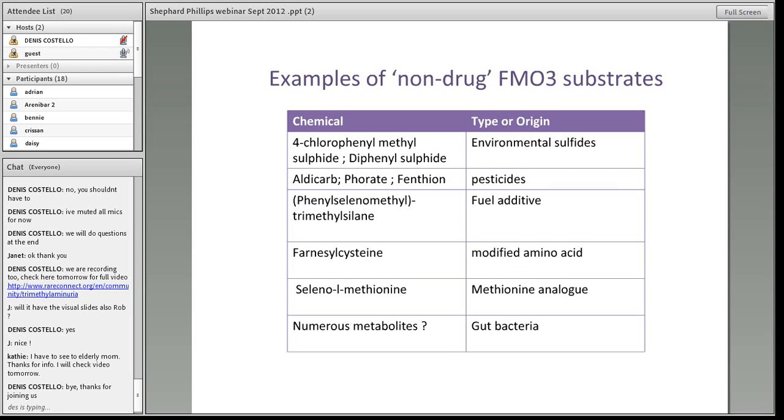So certain environmental sulfides are substrates for FMO3, the pesticides aldicarb, phorate, and fenthion, a fuel additive. Phonosylcysteine is a modified amino acid. Seleno-L-methionine is a methionine analog.